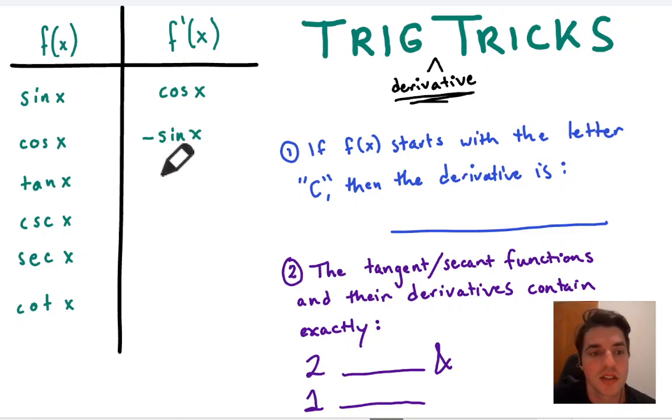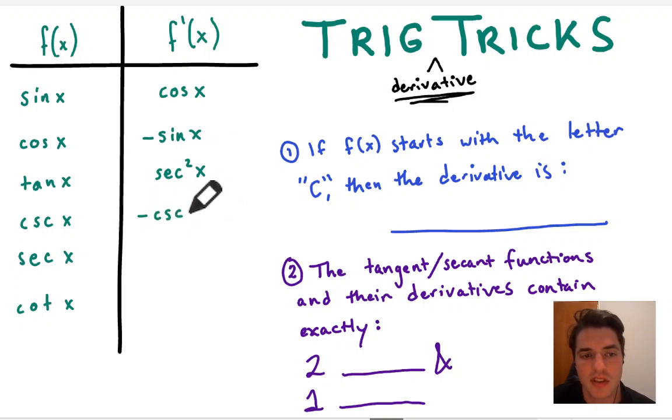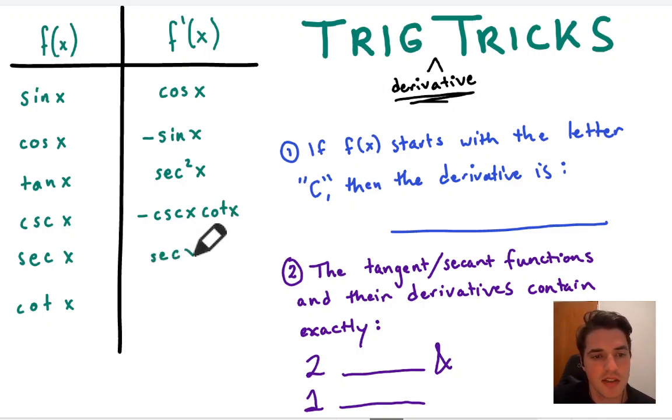Derivative of tangent is secant squared x. Derivative of cosecant is negative cosecant x cotangent x. Derivative of secant is secant x tangent x. Derivative of cotangent is negative cosecant squared x.